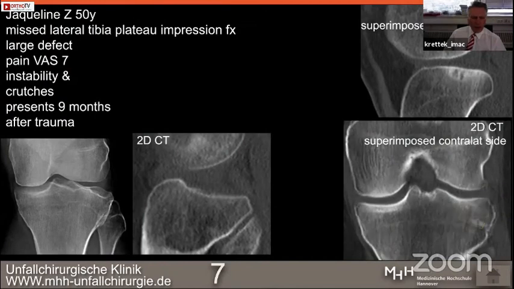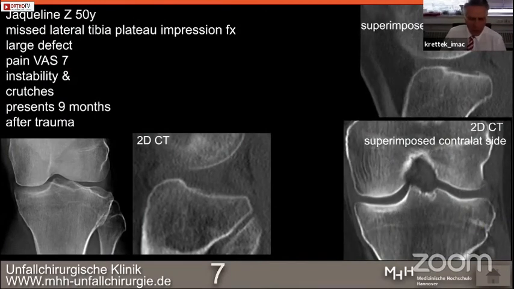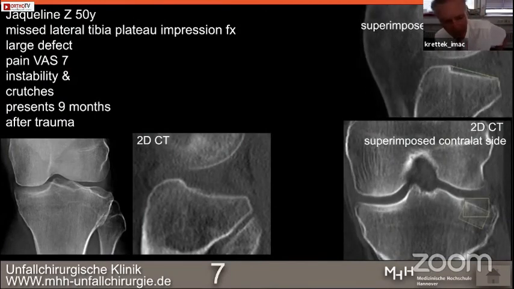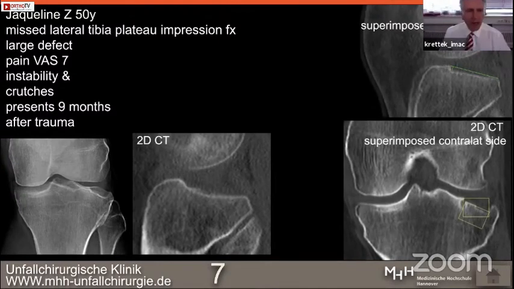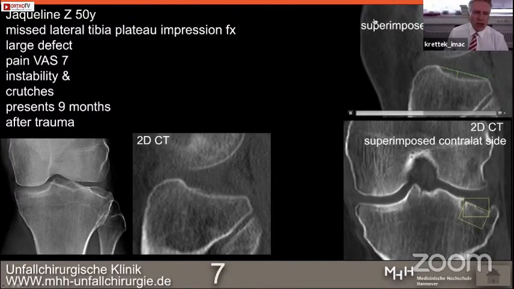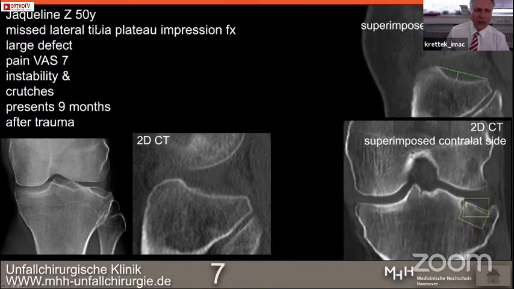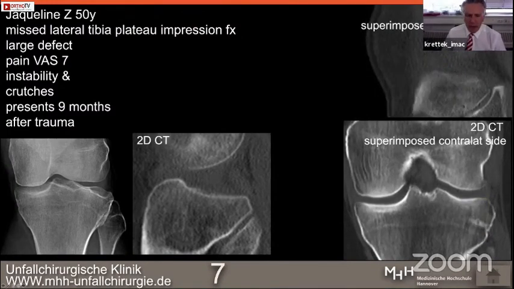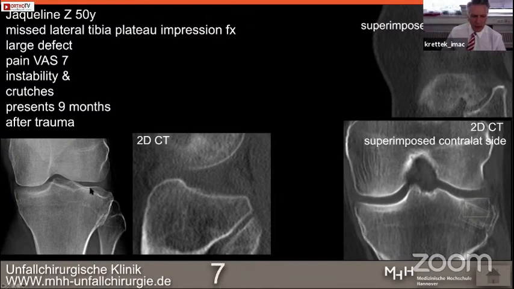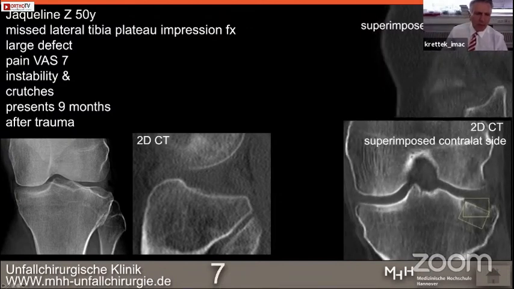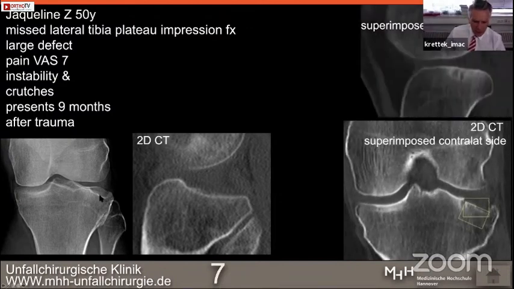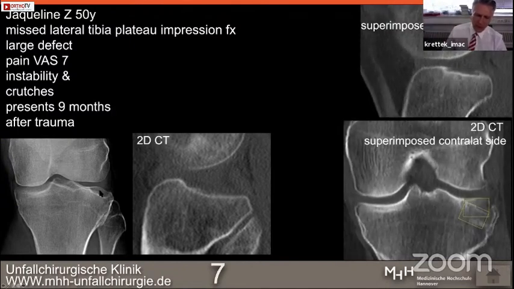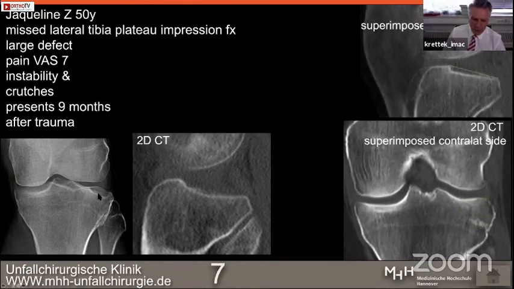I actually would right away start with you with clinical cases. I have prepared 4 cases, and I would like to start with Jacqueline. Jacqueline is 50 years old, and she had a missed lateral tibia plateau impression fracture. That's her plain film. It was missed in the initial hospital, and she had her first X-ray several weeks after trauma when everything was already healed.